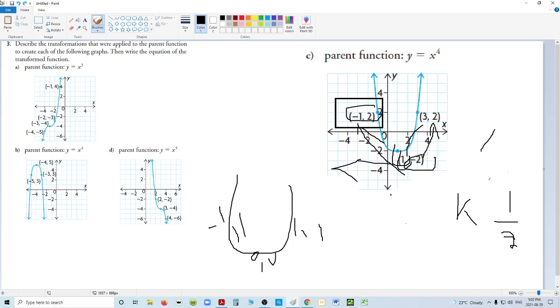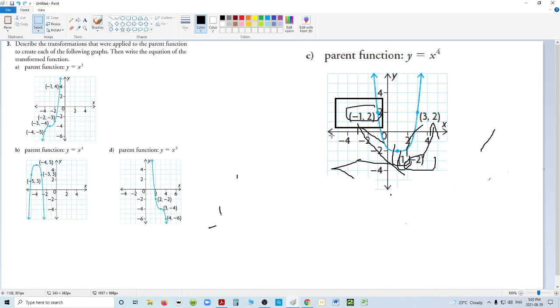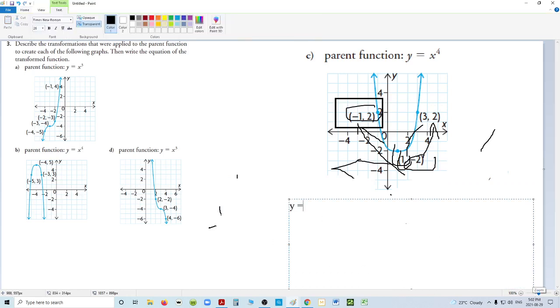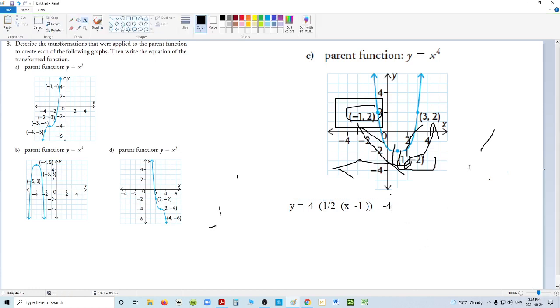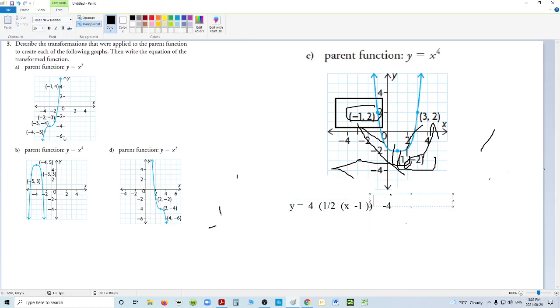And yeah, that's a lot of guesswork, and I think there's probably an algebraic way to do it. But I will now say that y is equal to 4. My k will not be 2, it'll be a half, because that's how I'd have to express k. And then my x will be x minus 1 to move it 1 to the right. Then it's all to the power of 4. And then, as I mentioned before, it's going to be lowered by 4. Then we test it out.